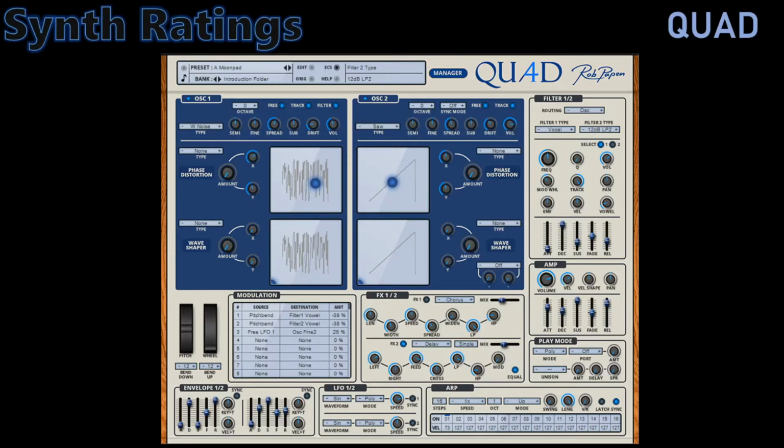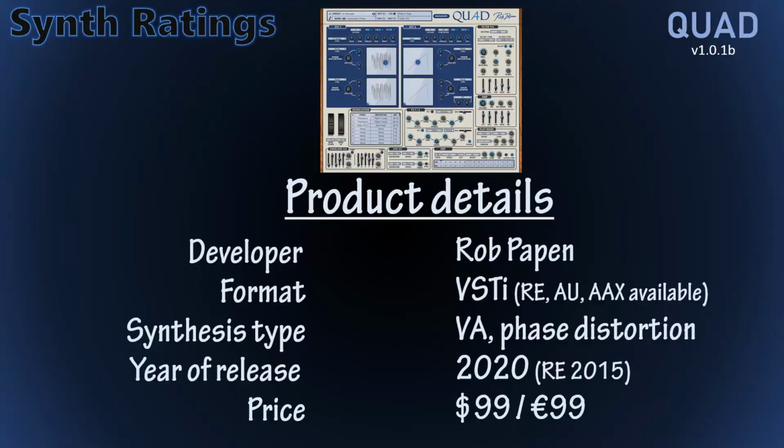Today we are looking at Quad by Papen. This is a fairly new VST released in 2020, I think it was April, but it has been available as a rack extension for Reason for at least 5 years now. So it is not new as such, but it has been updated continuously during those years as a rack extension as well, and all of those features and updates are now included in the VST naturally. There are also AU and AAX versions available if that's your thing.